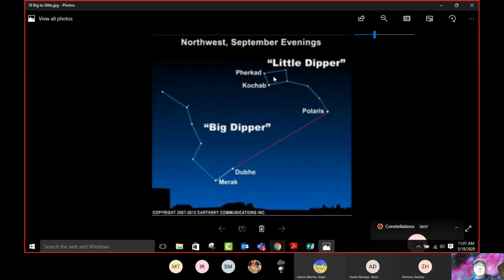I think it's kind of cool the way it looks like the two dippers are pouring into each other. This one's liquid is falling into the Big Dipper right now.